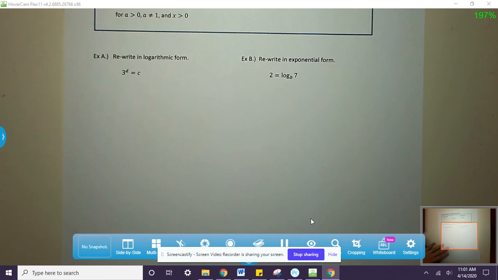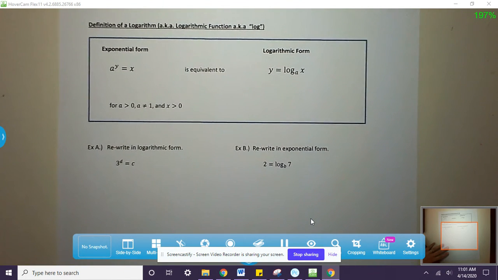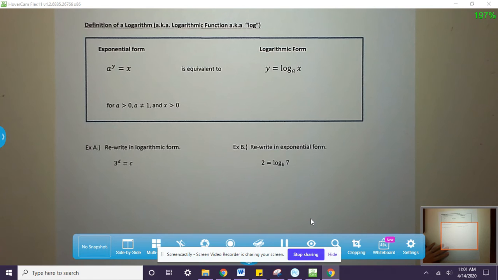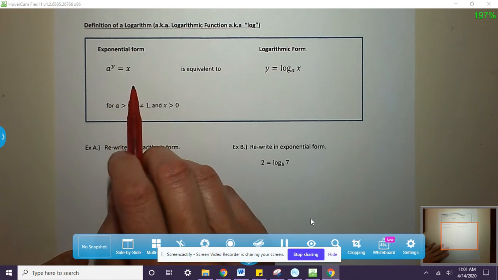Okay, so I want to go over the two problems that you did in the warm-up today. And before we do that, I want to take you back to the definition of a logarithm from yesterday's lesson. So the definition of a logarithm is just rearranging these three pieces.